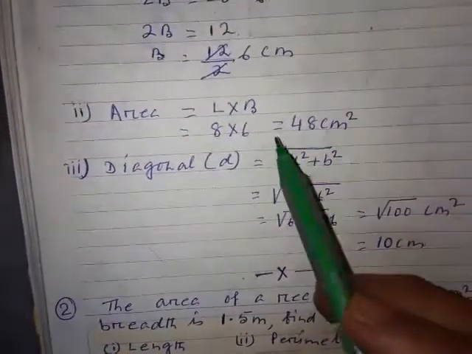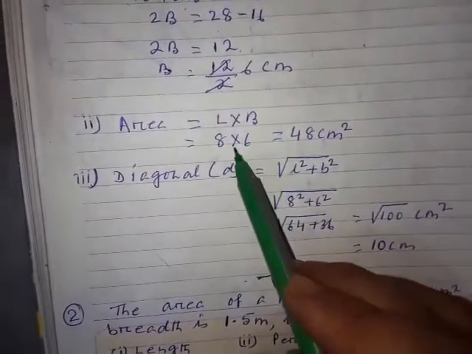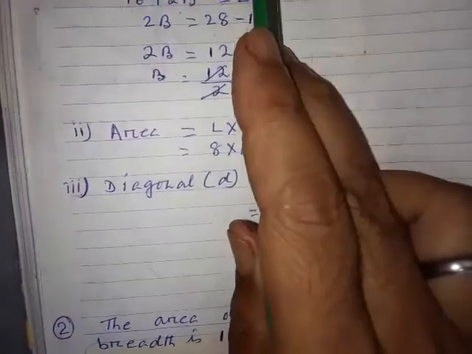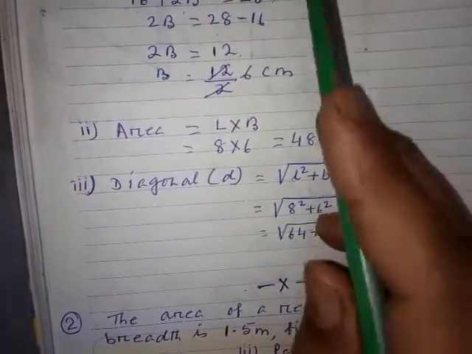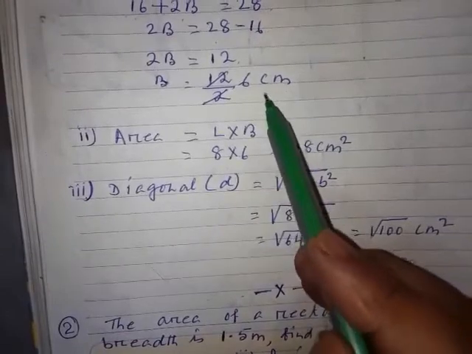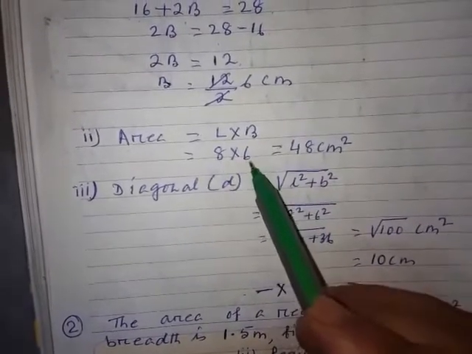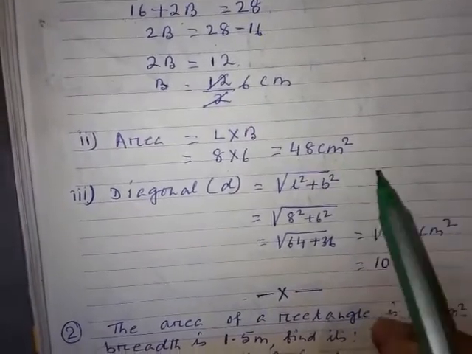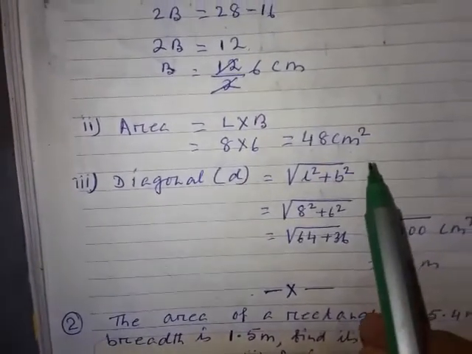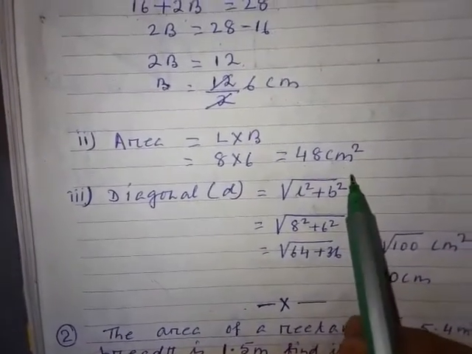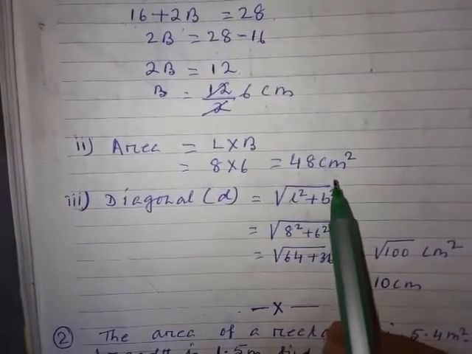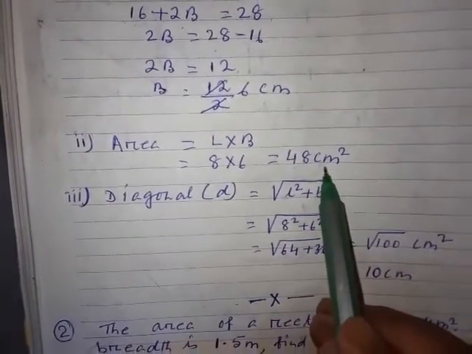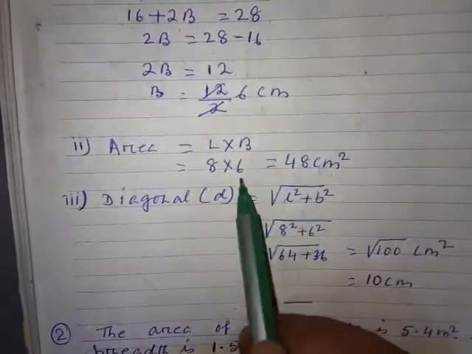Now easily you can find out the area. How to find out the area? Length into breadth equals area, or not? What is length? Length was given in the question, 8 centimeter. Breadth we already found out, 6 centimeter. So if you multiply these two, it will come 48 centimeter square. And I told you, whenever you are going to find the area of any figure, its unit will always come in square unit.